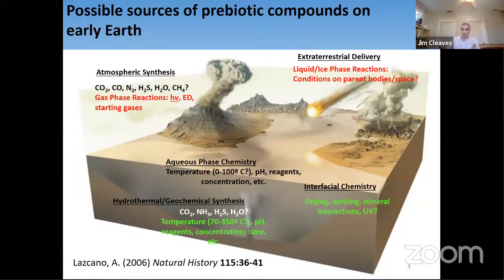So in the context of early planetary history, in particular on Earth, we think there are a variety of processes which might have contributed complex organic materials.